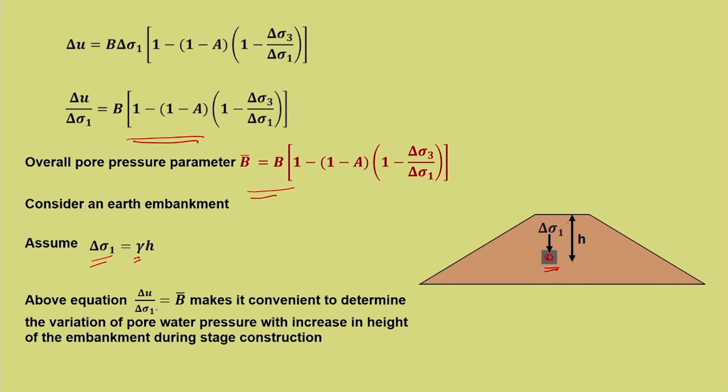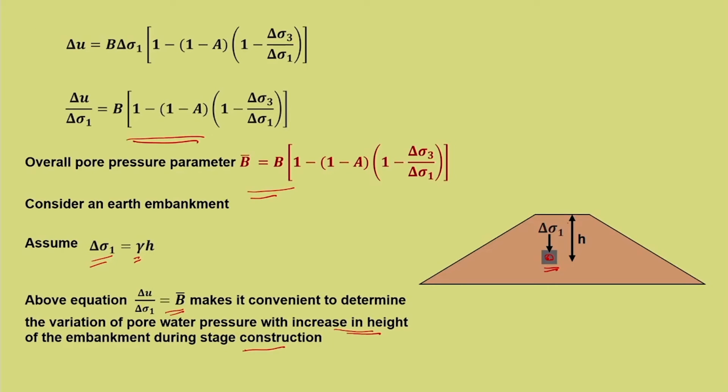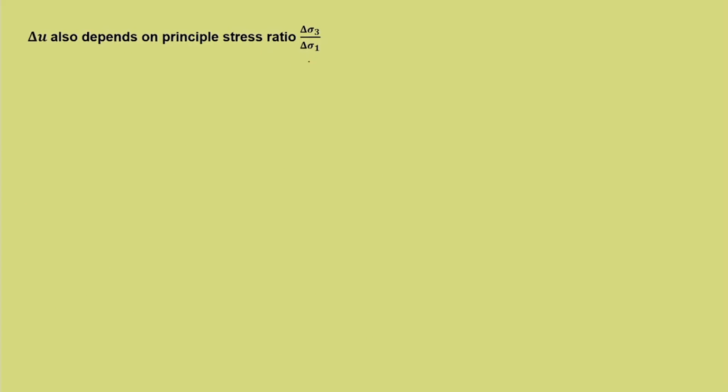Once we know that, this particular equation makes it very convenient to determine the variation of pore water pressure with loading. Loading means increase in height of the embankment during staged construction. That is the beauty of this equation: pore water pressure at any instant of loading can be determined. But we have seen that in this equation, delta u is also a function of the stress ratio delta sigma 3 by delta sigma 1. So that also becomes important; delta u also depends upon the principal stress ratio.